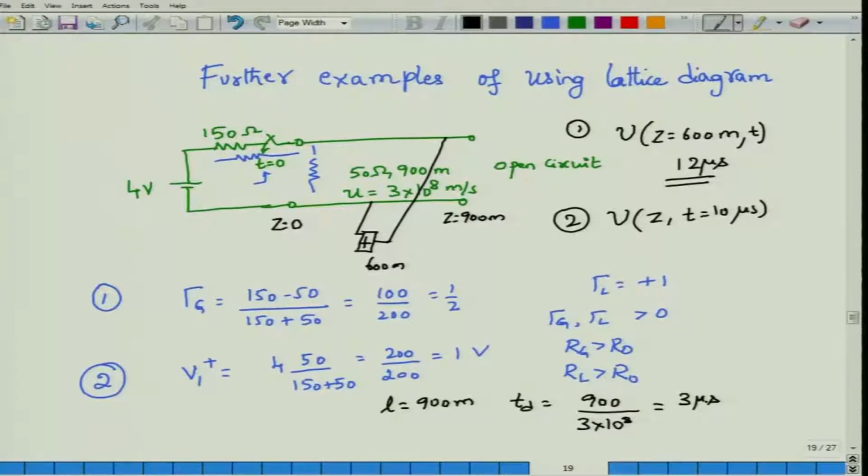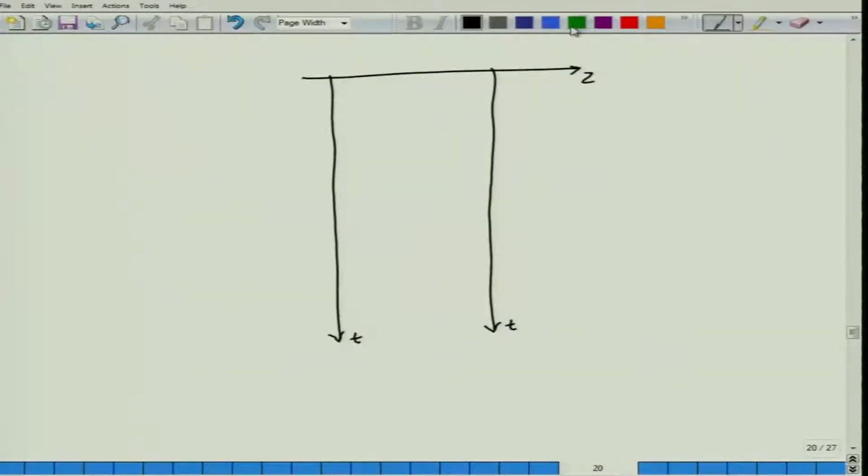So let us now build the lattice diagram. First you would have a V1 plus launched. V1 plus we calculated was 1 volt. So 1 volt is launched at t equal to 0, and it reaches z equal to 900 meters, that is the load side, at 3 microseconds, at which point it gets reflected back because there is an open circuit with a reflection coefficient of 1. So please note that I am writing both the reflection coefficient as well as the amplitude of the voltage that we have received.